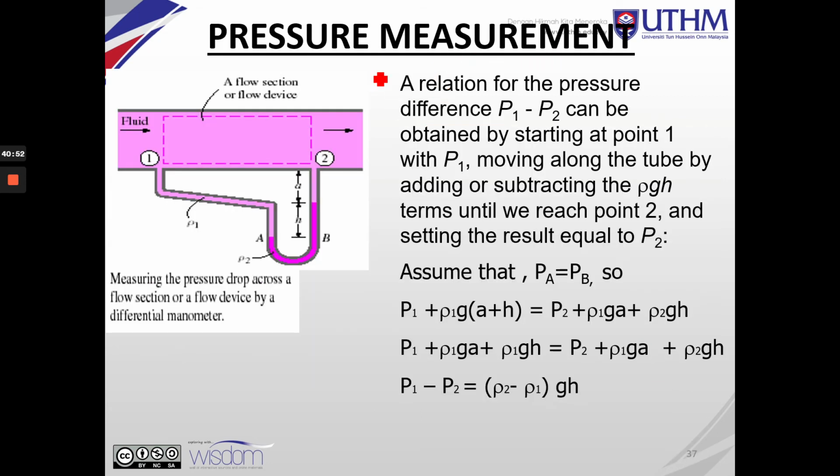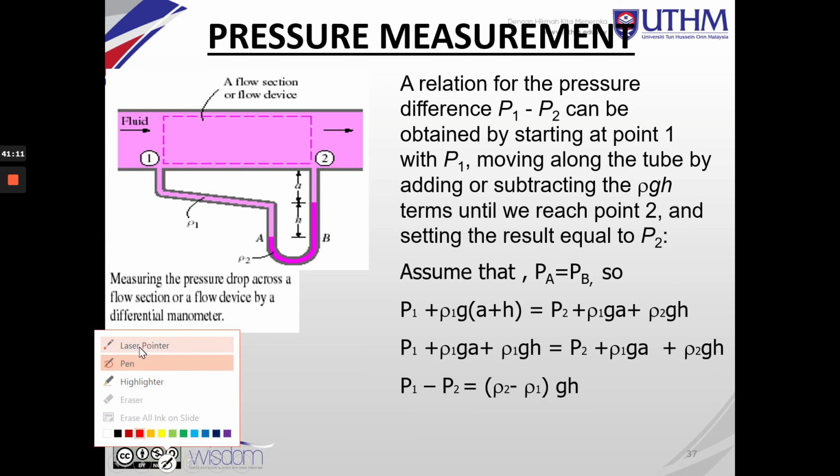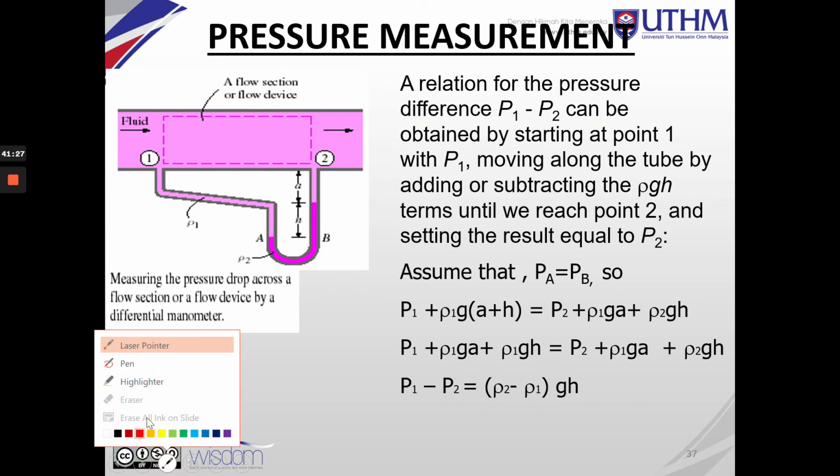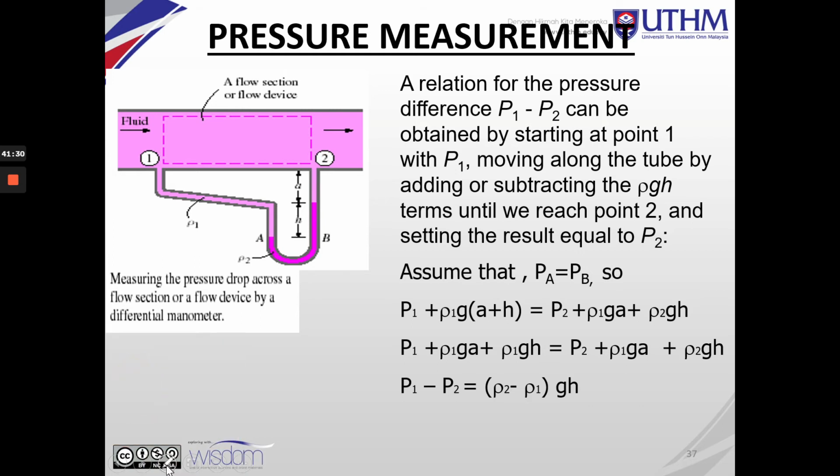For the pressure measurement on this side, a relation for the pressure difference P1 at point 1 minus P2 at point 2 can be obtained by starting at point 1 with pressure P1, moving along this tube, adding or subtracting the rho gh terms until we reach point 2, and setting the result equal to P2. Look at this.